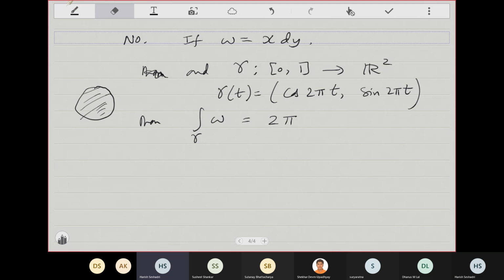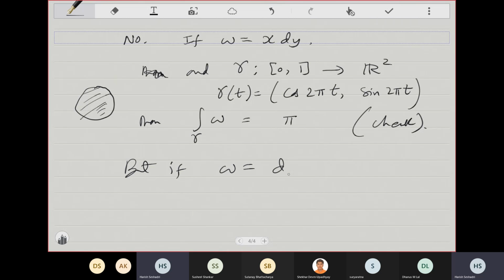No, just pi. So just check this. It's an easy thing to check. You can just use the definition and check. Well, what does this have to do with omega equal to df? But if omega equal to df on R2, so here E is R2.